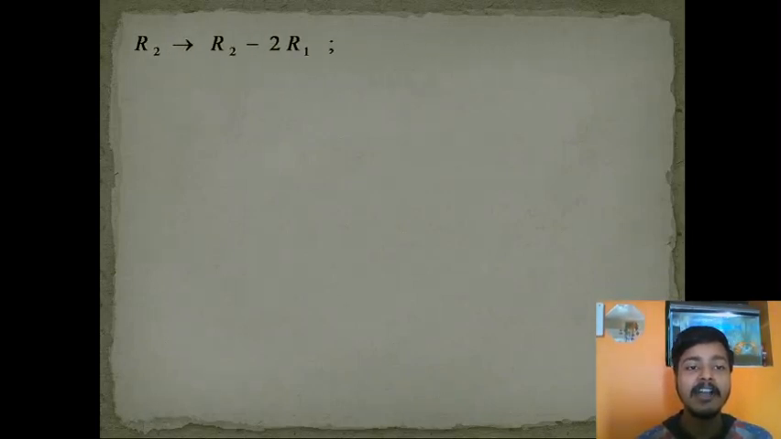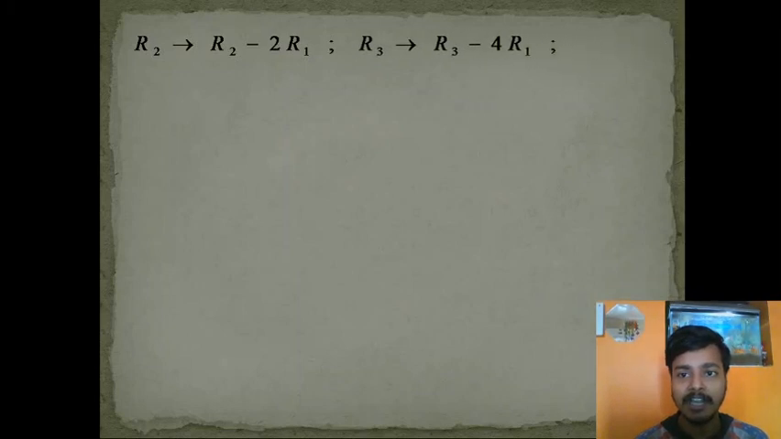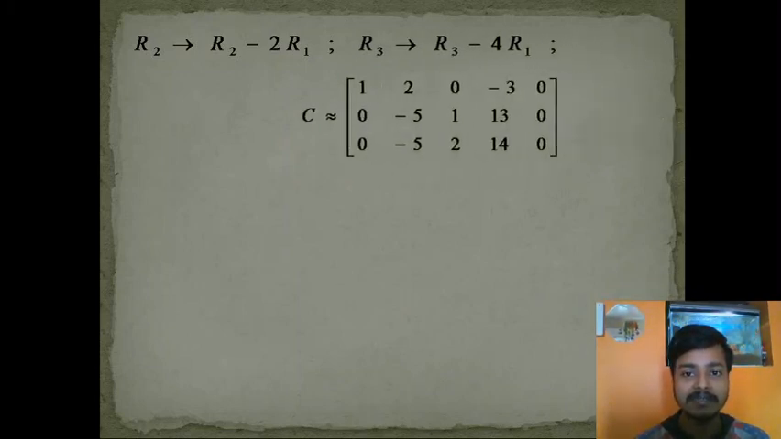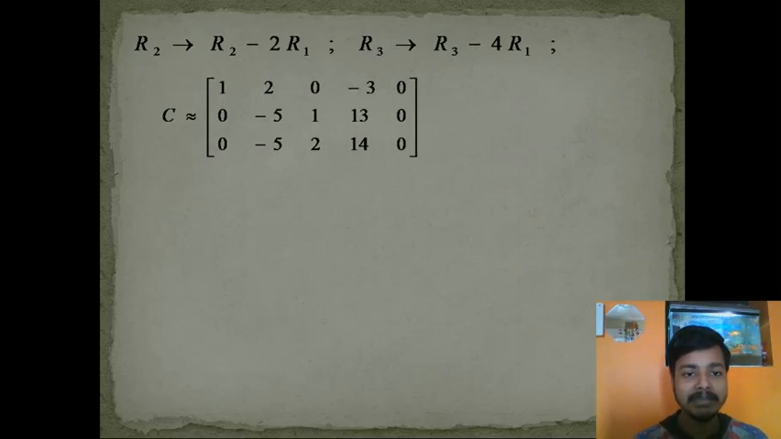So to make R2 zero, you have to change R2 to R2 minus 2R1. And I know you all have written the same thing. And to make the third row 0, R3 changes to R3 minus 4R1. Okay. Now once you make these changes, we'll be getting this matrix.